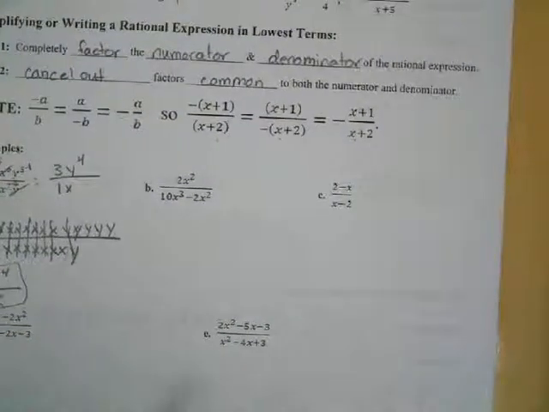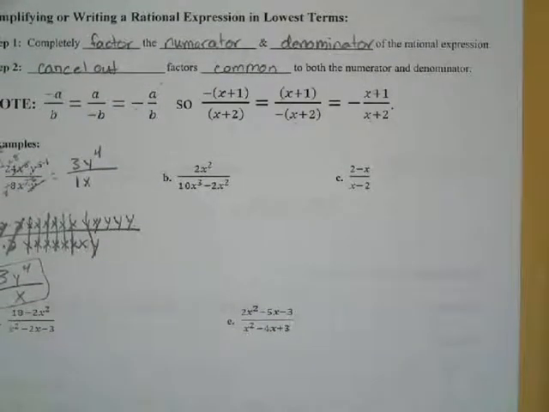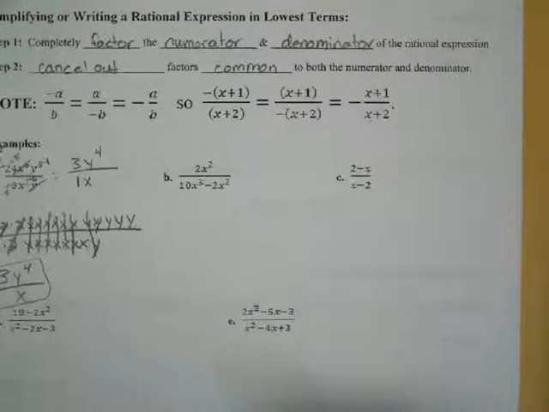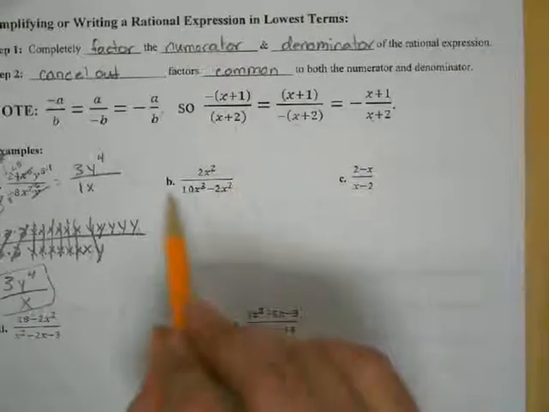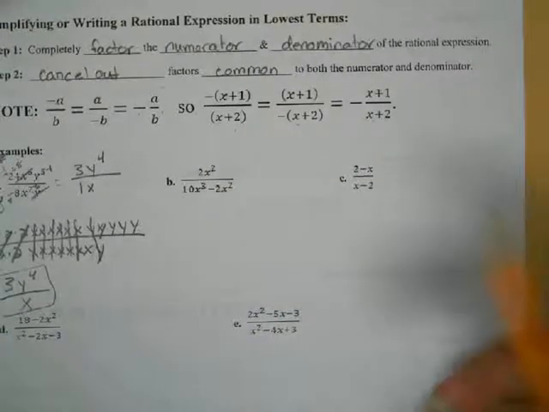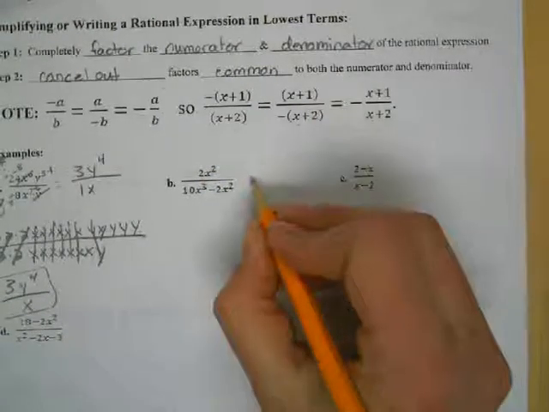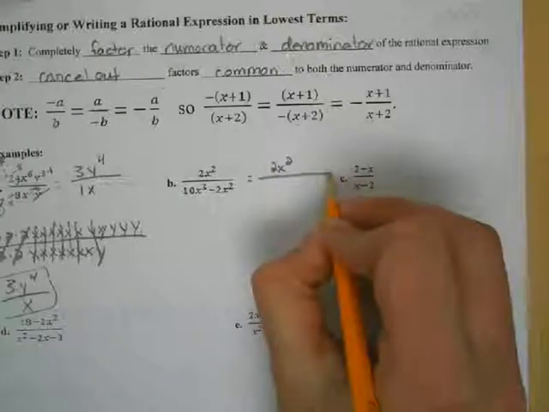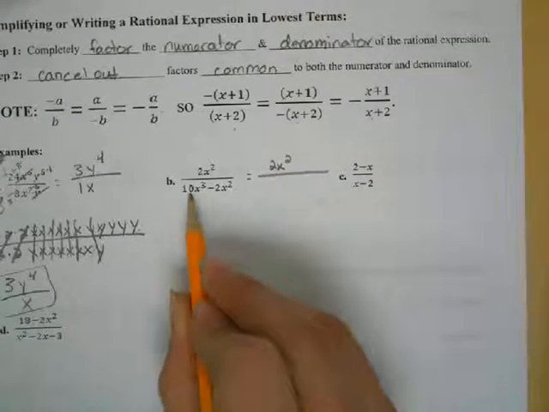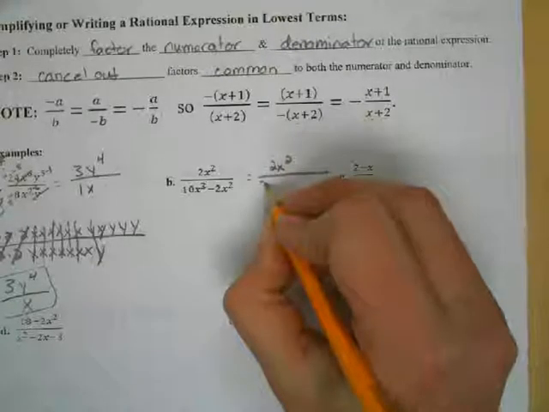So moving on to B. Okay, notice that the very first step says that we have to factor these things completely. Both the top and the bottom, numerator and denominator. So we just spent a whole lot of time, like 4 weeks, I think, learning how to factor. So that's what we're going to be looking at doing. On top, I've just got 2x squared, so we can't do anything with that. But on the bottom, I have a GCF. 10x cubed and 2x squared has a GCF of 2x squared.